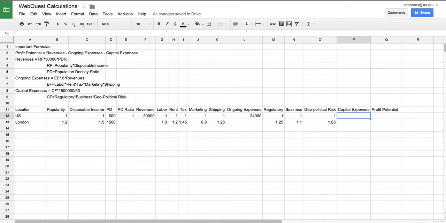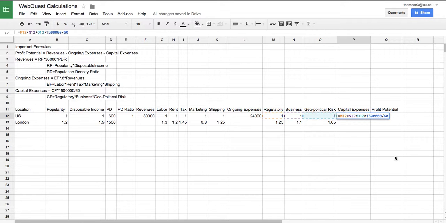My capital expenses are simply going to be using this formula. They're not dependent upon revenue. So here we go. These are my upfront expenses. That's equal to my regulatory times my business times my geopolitical risk times 1,500,000, divided by 60. That's the startup cost in a typical city, $1,500,000. And here is the number of months I'm going to amortize that over, 60 months. That's 5 years, which means for the first 5 years I'm going to write off this expense.